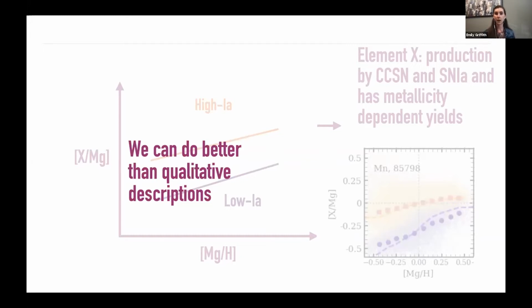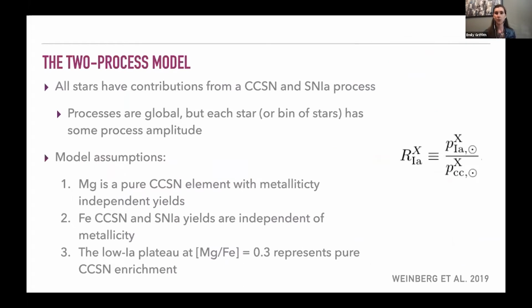We can quantify these separations and use those to infer the core collapse and type 1a contribution to the different elements. And so this is done through the two-process model, which was constructed in the Weinberg 2019 paper. This model assumes that all stars have contributions from core collapse supernovae and from type 1a supernovae, and that there's two processes that we could describe as vectors, and that every star or bin of stars has some amplitude of each of those core collapse and type 1a vectors.